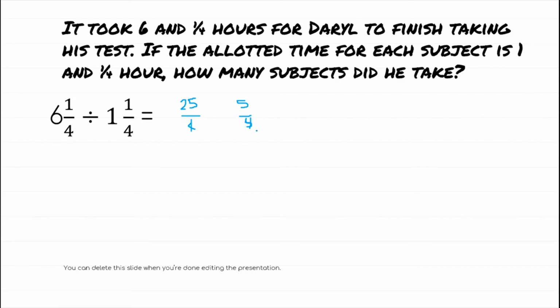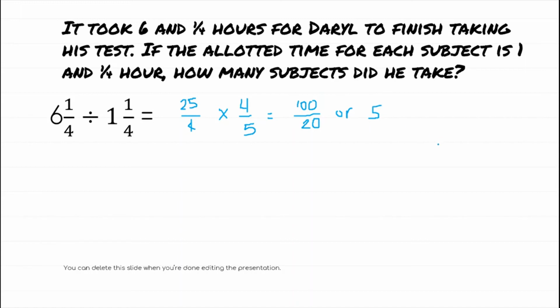Okay, so this time I'm going to change the second fraction into its reciprocal. So 5 over 4 will become 4 over 5, or 4/5. And from division, it will now become multiplication. Okay, now let's multiply 25 times 4, that is 100, and 4 times 5, that is 20. And let us now divide 100 by 20. The answer is 5. So it means to say that Daryl took how many subjects? Daryl took 5 subjects.